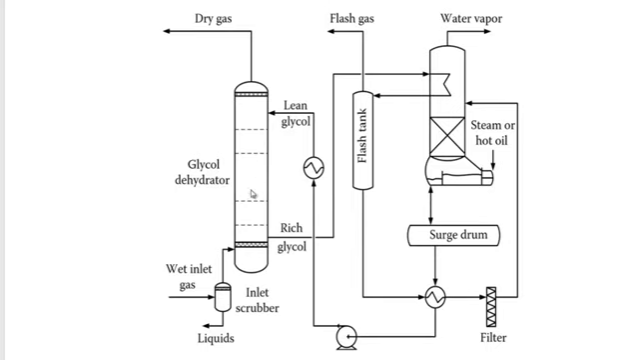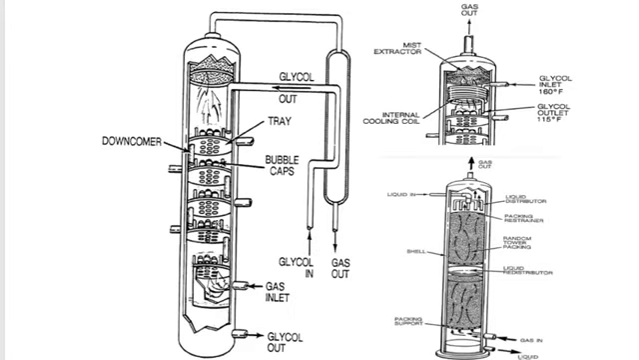First, we want to know about this tower. What does this tower look like? This tower has trays or packing like that. This is a packed tower and this is a tray tower. The gas will flow from tray to tray to tray and contact the glycol.